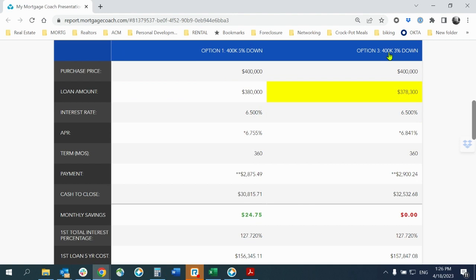I've already updated that. So this is what they would be ending up with. Here's your purchase price that hasn't changed. The appraised value came in at 390. So now their loan amount is not too terribly far off from the original one. Interest rate is about the same.